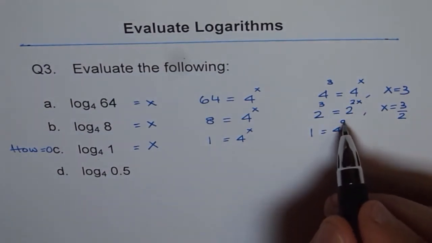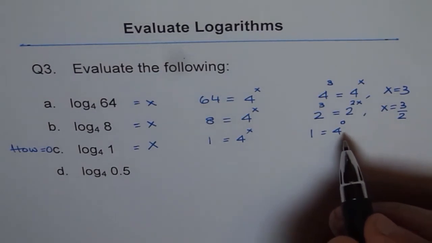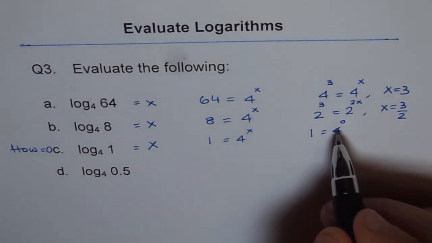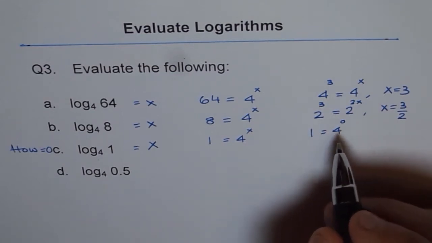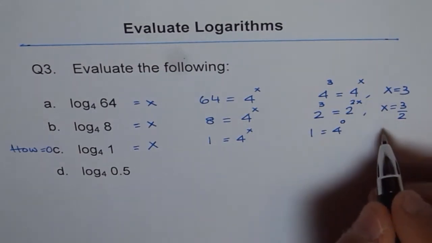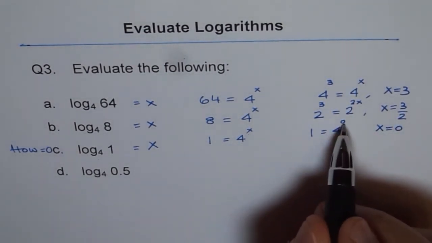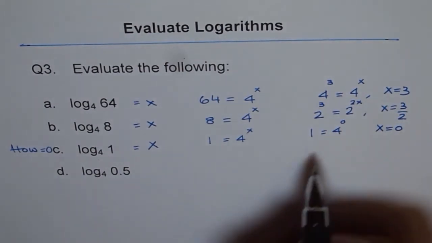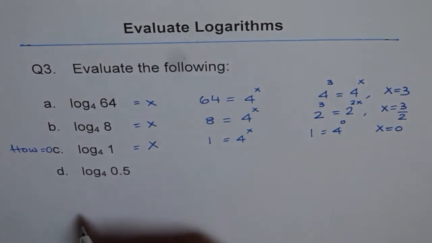Anything to the power of 0 is 1, correct? The only value of x that works is 0; otherwise you don't get 1. So x equals 0. Only if x equals 0 do we get 4 to the power of 0, and that will be equal to 1, correct? So that is how we get our answer.